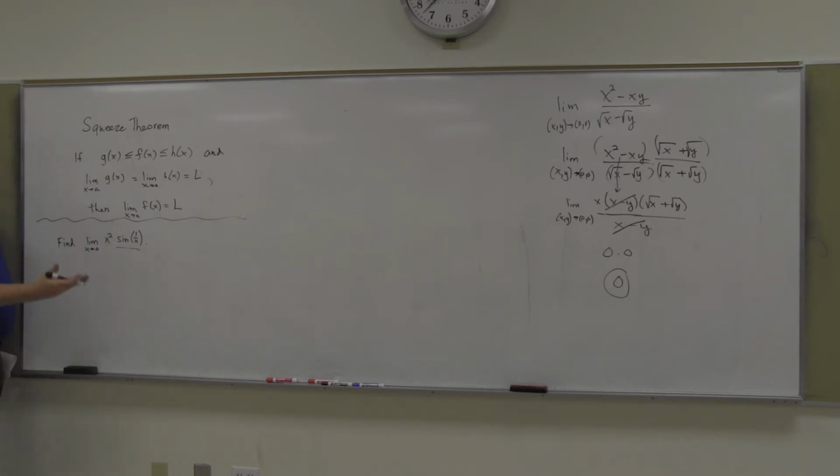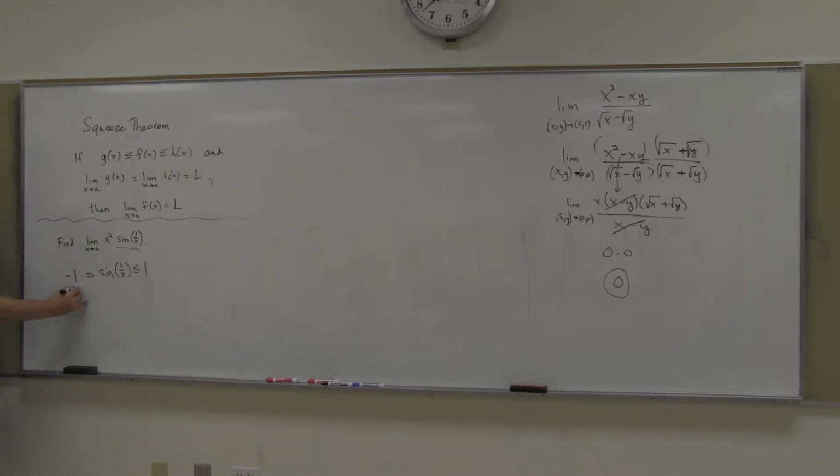Sine is always between -1 and +1, isn't it? That's just a fact about sine. Sine has to be between -1 and +1, no matter what you take the sine of. So sine of 1 over x has to be between -1 and +1.